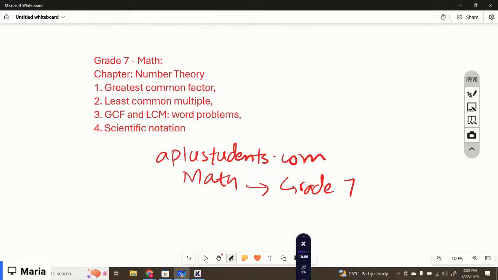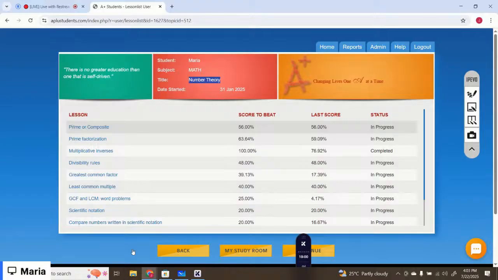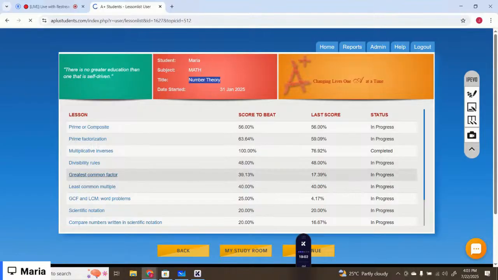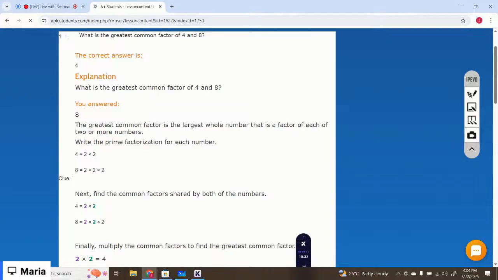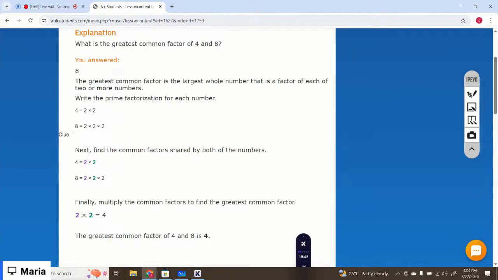So here I am on grade 7 math. Let's just start with the chapter greatest common factor. What is the greatest common factor of 4 and 8? So basically, the greatest common factor is the largest number that is a factor of each of two numbers, right? So we need to write down the prime factors of the numbers. How do we find the prime factors? We need to divide the given number by the smallest prime number until we get the answer 1.